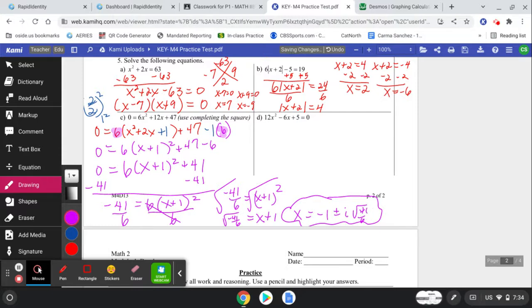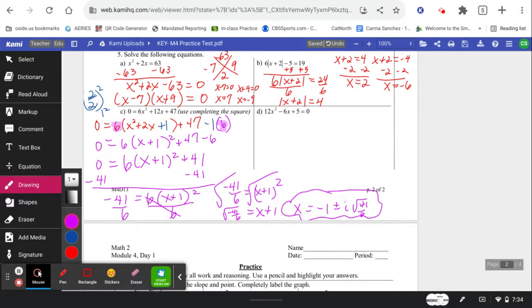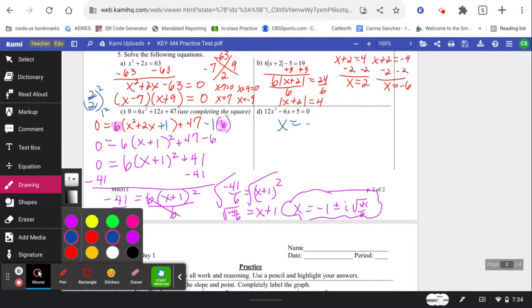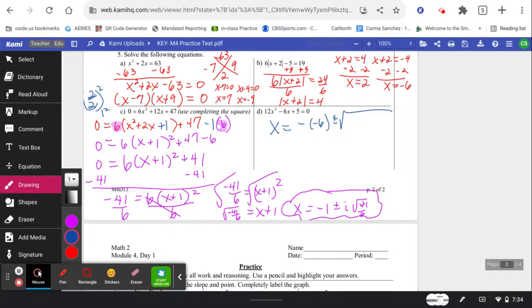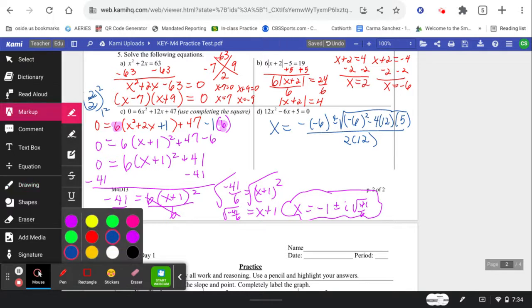All right, let's go do the last one. It doesn't say to solve by any particular method, but just looking at that huge number in front, I'm going full formula. Hang on, I'm going to try to fit this in this small box. Negative -6 plus or minus -6 squared minus 4 times 12 times 5 all over 2 times 12. So this is my A, this is my B, and this is my C.